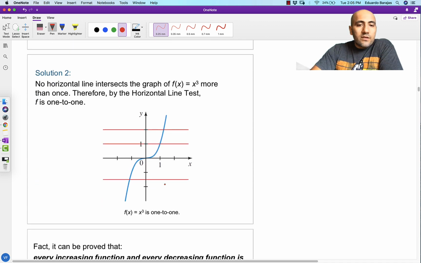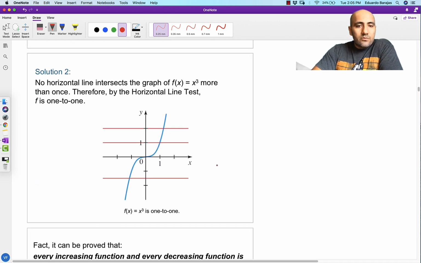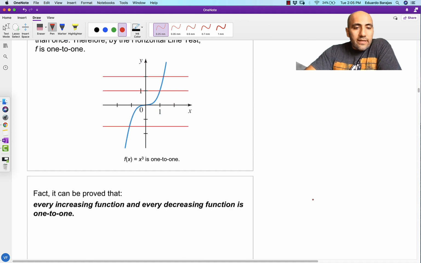Okay, so no horizontal line intersects the graph. That's what we did. So x cubed is 1-to-1. Note that this is a case where the function is always increasing. Right? If you were on a roller coaster heading up this way, you would always be increasing. Even here, you're increasing, but maybe it's slowing down, slowing down, and then it starts increasing again. But you're always going up, right?